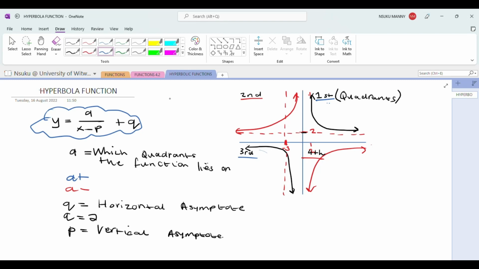For example, if my A was positive, meaning that my graph should lie on the first quadrant, I'd draw my graph somehow like this. It will go straight into this point, but I should make sure that it never touches that red dotted line. So my first graph would look something like this, and then my second graph would look something like this. So this would be how my graph looks if my asymptotes were 2 and negative 3.